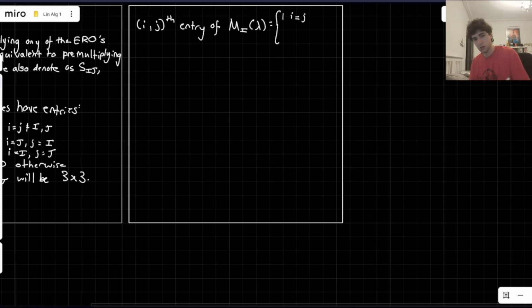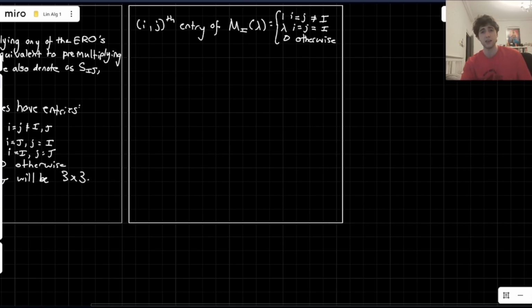So you have ones, effectively, in the diagonal, this is what this means, except for in the position capital I, okay? And in that position capital I, you will introduce a lambda, which is of your own choosing, okay? And then zero otherwise. So this is effectively the exact same as the identity matrix, but instead of having a 1 in the position capital I, you'll have a lambda, okay?